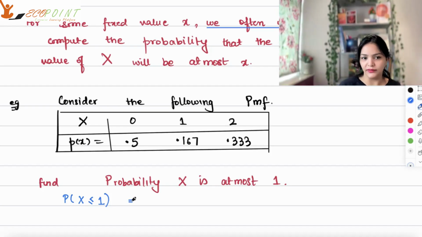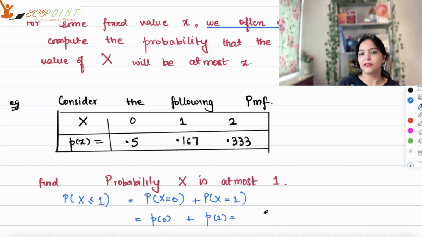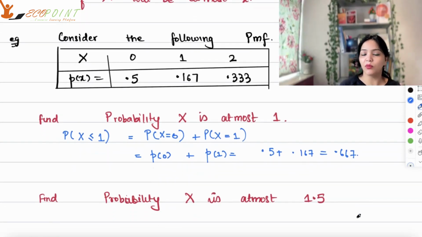So you will have to think what are the values that this random variable x is taking that are less than or equal to 1? This equal to is very important here. Well, x is taking value 0, which is less than 1, and it's taking value 1. So when we say x is less than or equal to 1, it will absorb both the cases, x equal to 0, x equal to 1. Which means that all I have to do is add up, accumulate the probabilities P0, P1, and that turns out to be 0.5 plus 0.167. So it is 0.667.